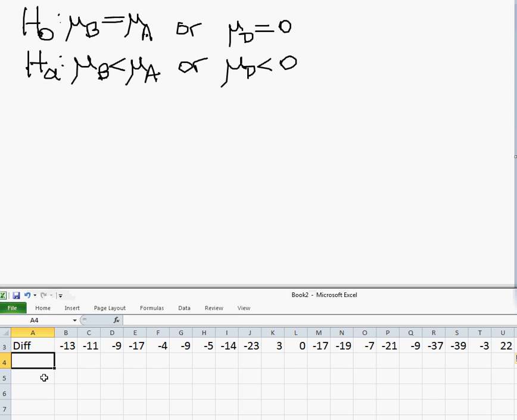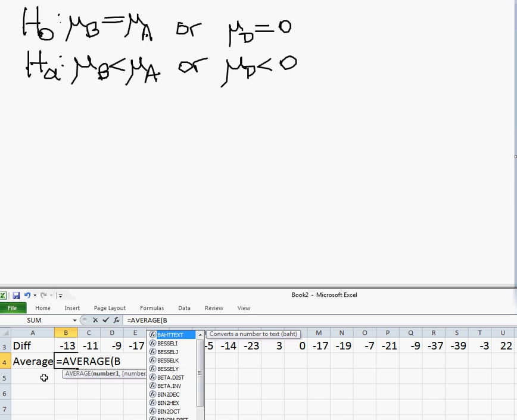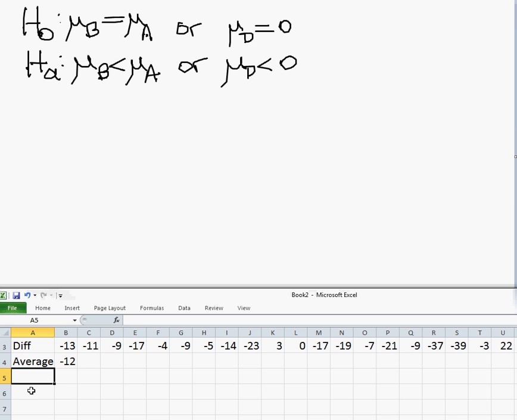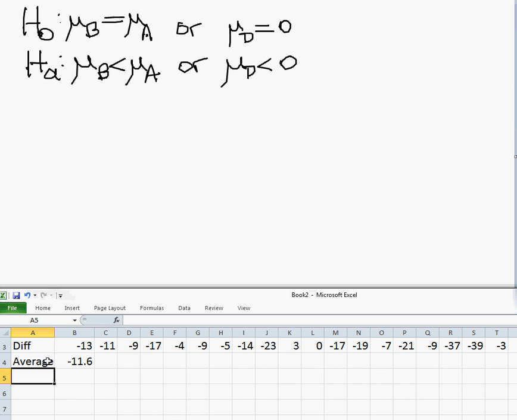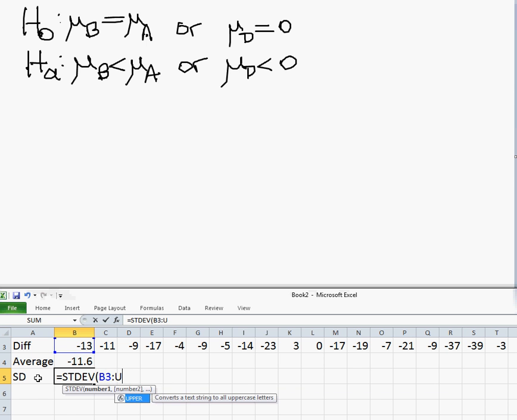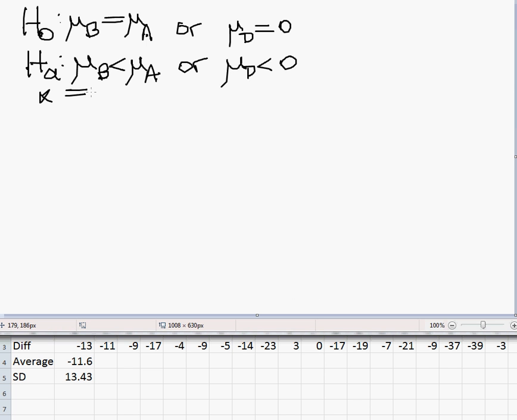by themselves. The average difference will be equal to the average of these 20 numbers. So about negative 12, if I get a few more places, negative 11.6. While the standard deviation of the differences is equal to 13.43. Our alpha value will be equal to 0.05.